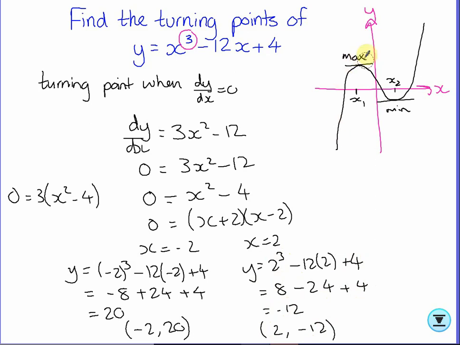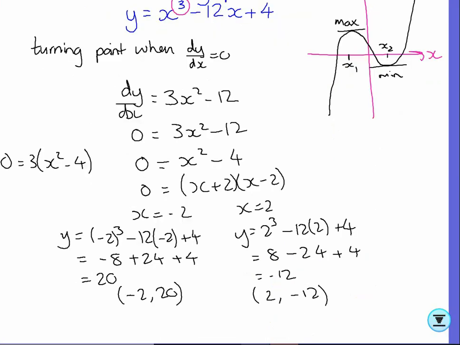They'll often ask you to determine the nature of them, and we're going to do that, like I said earlier, by understanding the shape. It's an x cubed, so we know it takes this shape. Minus 2 is the further down the x-axis, so this must be my maximum. And this one, the x value is 2, so it's further to the right. This must be my minimum.